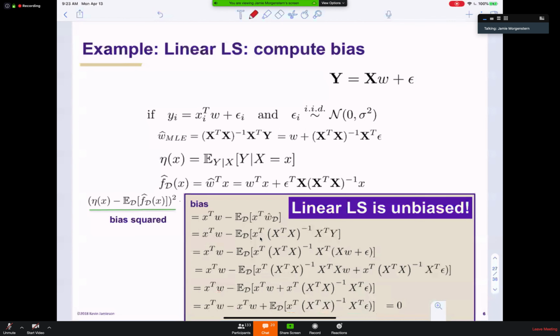Which is great. We hadn't talked about our estimators before in terms of whether they were biased or unbiased. So in the setting where our data generating process is linear, then using a linear model and estimating the error with least squares, we get bias 0.